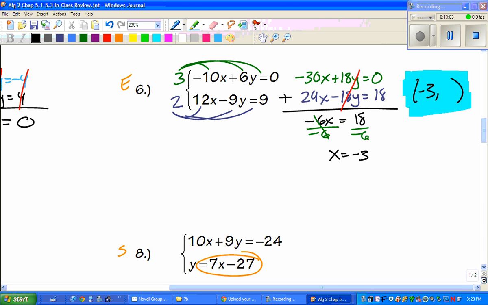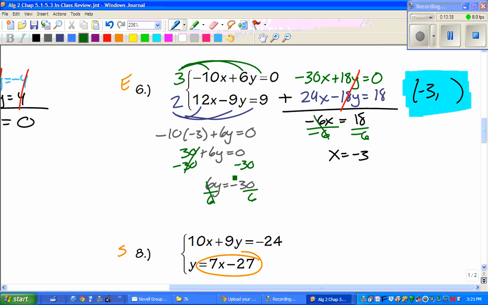Okay, so now we have to find the y. Choose the one with the least amount of negatives. They both have about the same, so let's do the top one this time. So -10 times -3 plus 6y equals 0. You get 30. Okay, that should be a cakewalk for you guys right now. Okay, you're subtracting 30 from both sides. You get 6y equals -30. Divide both sides by 6. And y equals -5.